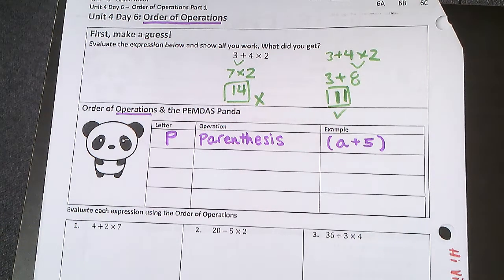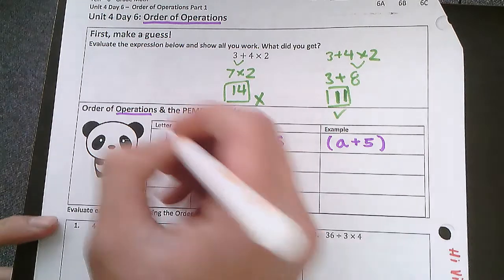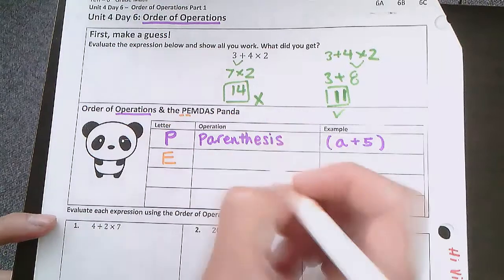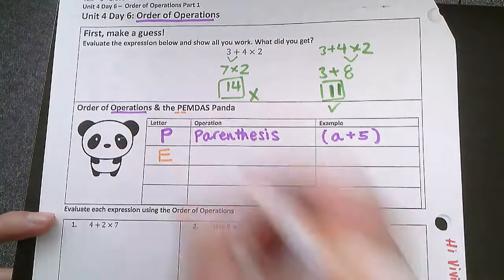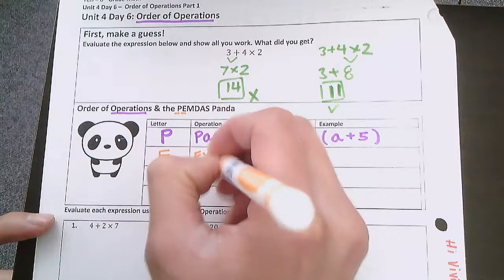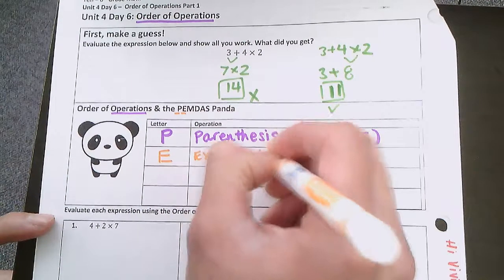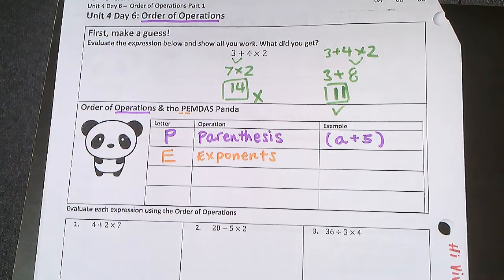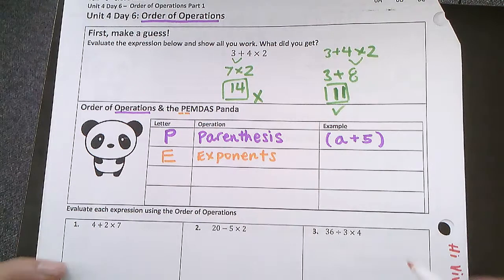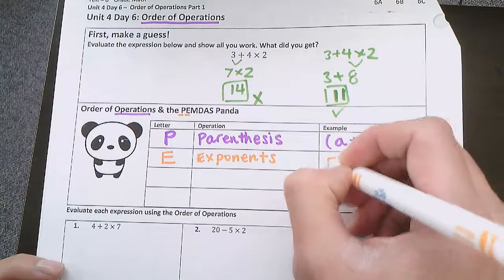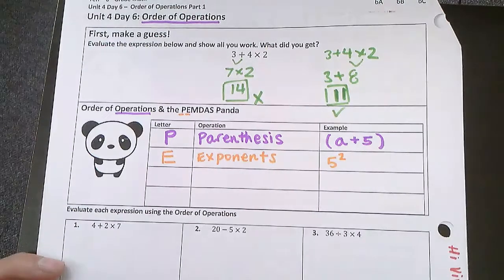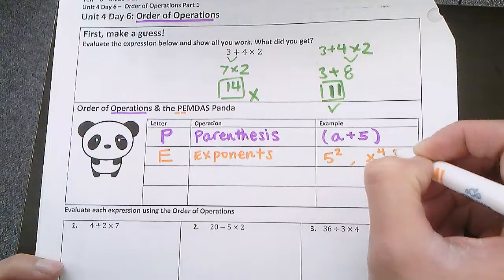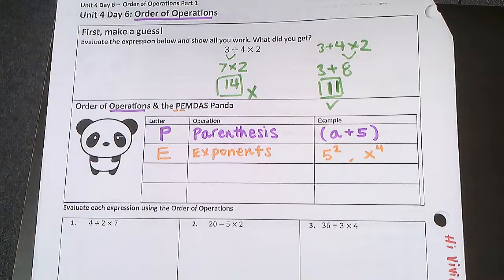The second letter is E. We have a P, we have an E, and this E stands for exponent. So anytime you see exponents in the problem, that's what you would solve or evaluate next. And examples of exponents might be 5 to the second power, or maybe you'll have x to the fourth power. Those are examples of exponents.